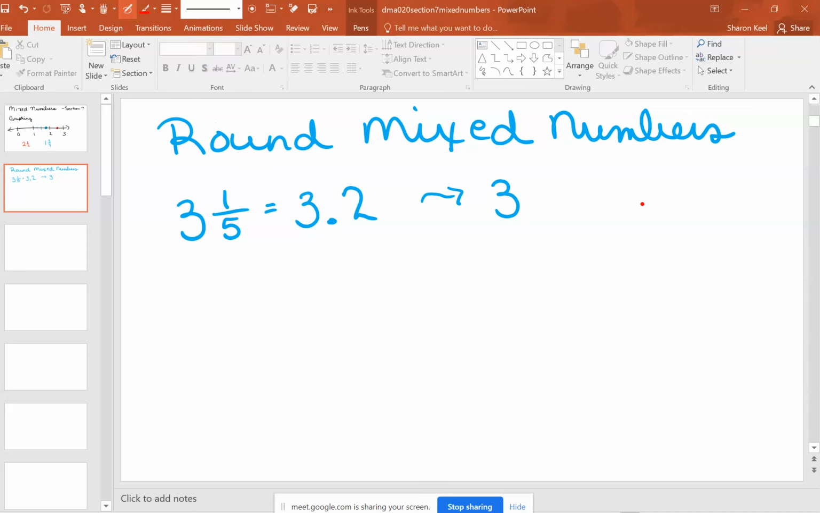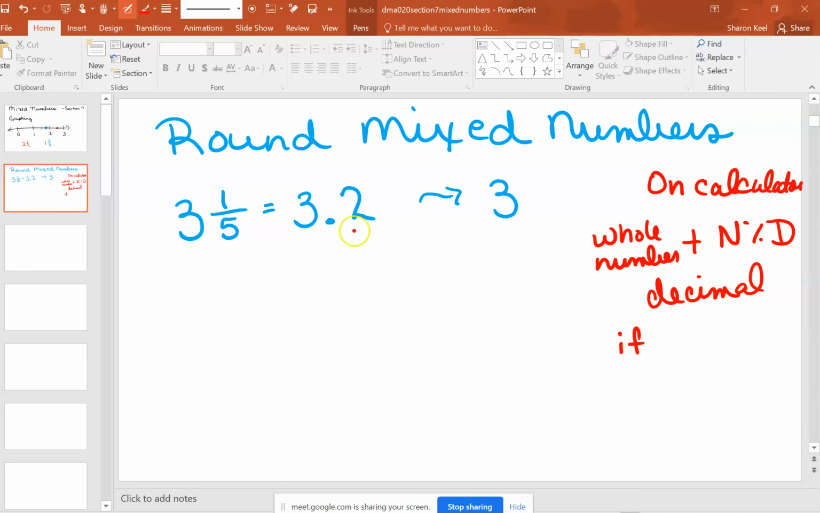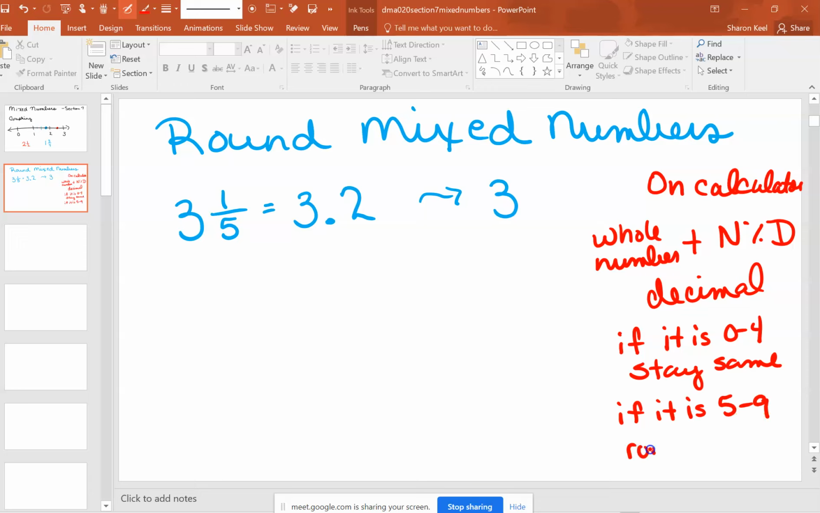If you're doing this on the calculator, you type in the whole number plus sign, then the numerator divided by the denominator. What that's going to do is give you a decimal value. If the value on the right of the decimal is 0 to 4, it stays the same. If it is 5 to 9, it goes up 1. So this one is a 2, so we would leave it the same.